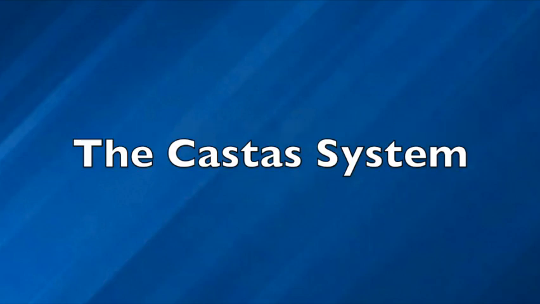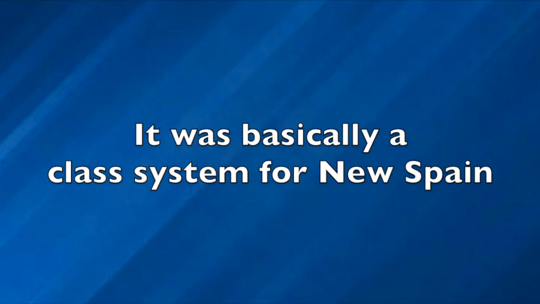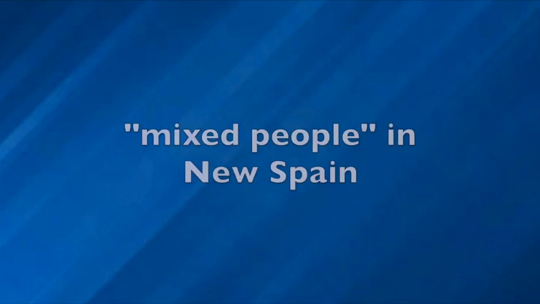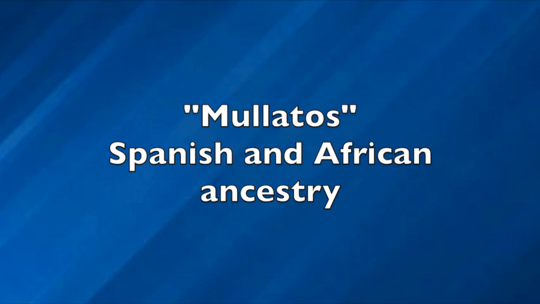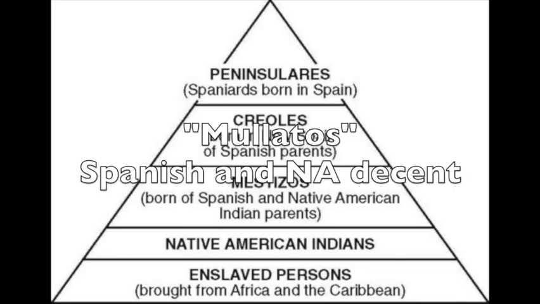So let's start with the Castas system. The Castas system was a hierarchical social structure that categorized individuals in colonial New Spain based on their racial ancestry. This system reflected the complex interactions and mixing of Native American, European, and African peoples in the Spanish colonies in the Americas. At the top of the Castas system were Spaniards, who held the highest social status and enjoyed privileges and power. Below them were various mixed-race groups known as castas, such as mestizos, of Spanish and Native American ancestry, mulattoes, of Spanish and African ancestry, and then there were other levels.